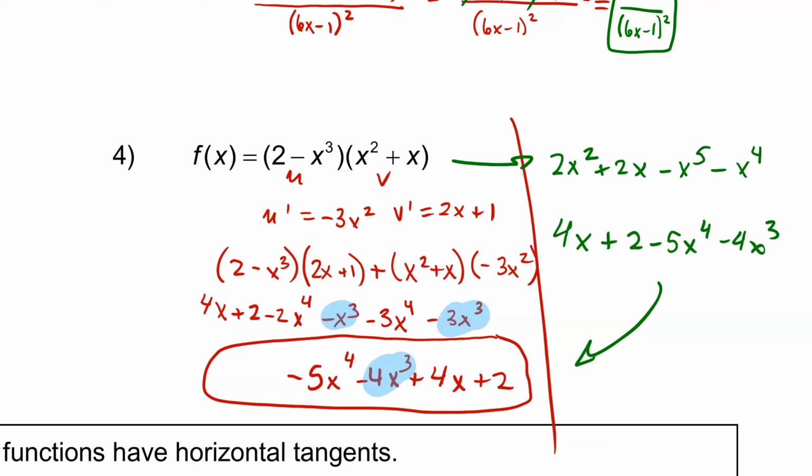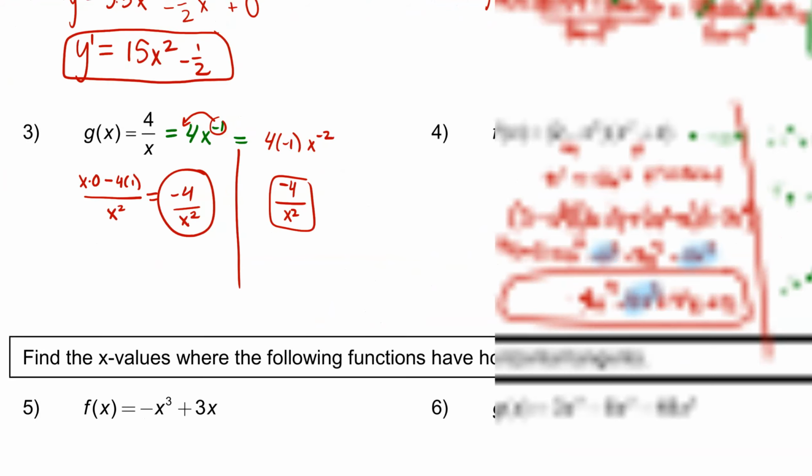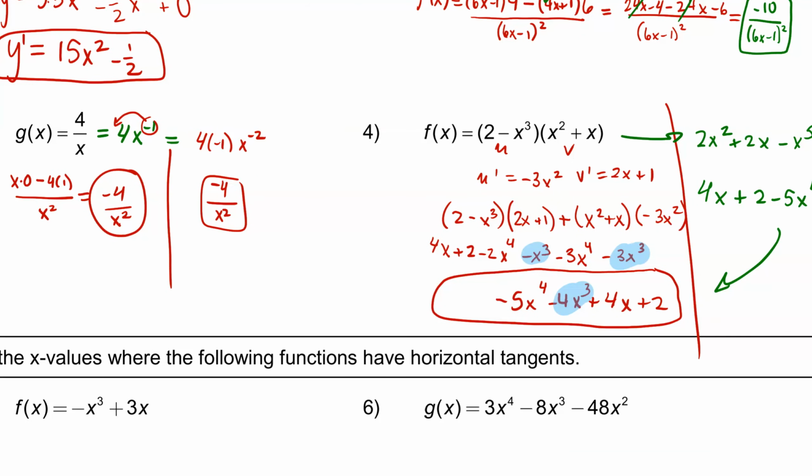I FOILed these two and then took the derivative of that, and I got the same answer. It's the same answer, just written differently. A lot of times there are 2 ways you could solve a problem. One of them will take very long, another will be much shorter. For instance, we did quotient rule versus just power rule.